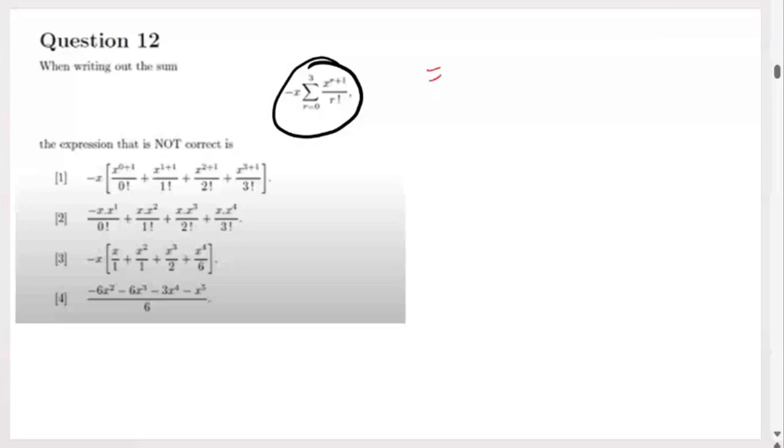That one you can just evaluate. Okay. Minus x is outside. Leave minus x alone. For each, you're going to do this thing 3 times. So it means you're going to have r is equal to 0. You're going to have r is equal to 1. You are going to have r is equal to 2. You're going to have r is equal to 3. So you are going to be substituting this thing 1, 2, 3, 4. You are going to be having 4 expressions.